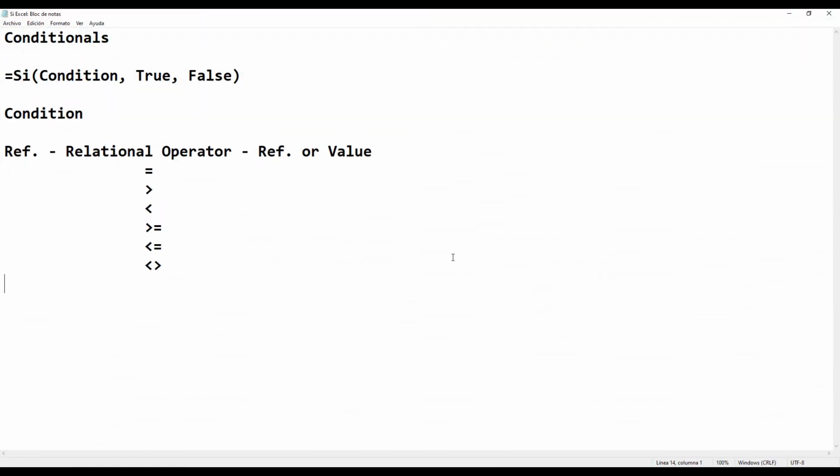This is the format of a conditional, but we need to know first what is a conditional. I think that your parents say that if you want to go out or if you want to buy something, you need to do some things before to buy something or to go out. Yes, this is a conditional, something that you need to do first to do another thing.